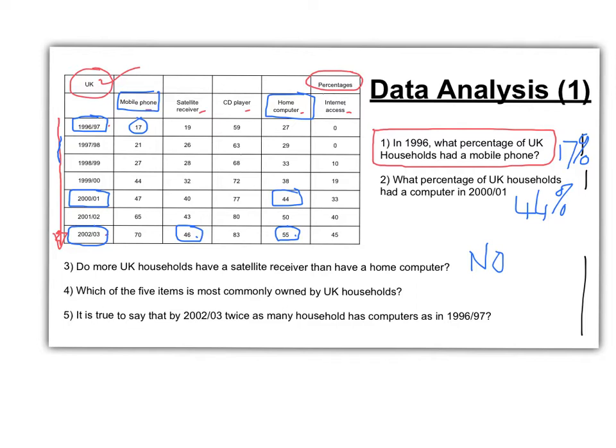Now again, I'm going to pick the last date, so 2002 and 3. What this means is commonly owned is, well, which one's got the largest number? Which percentage of households own more of these? So I can look at that. Mobile phones is 70. That's bigger than satellites. CD players is 83. That's bigger. 83 is the leader at the moment, and that's bigger than home computer, bigger than internet. So I would therefore simply say CD player.